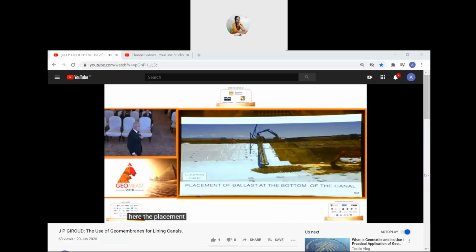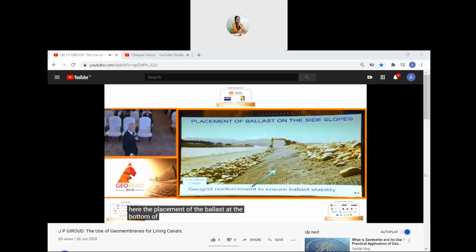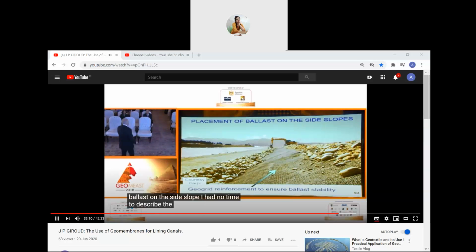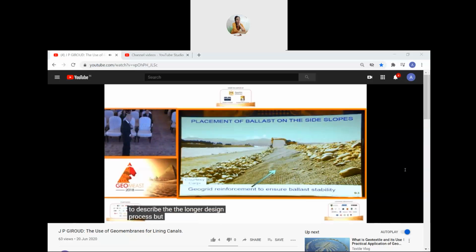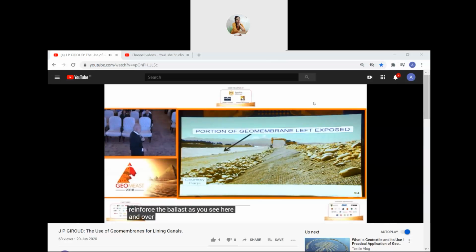Here, the placement of the ballast at the bottom of the canal and the placement of ballast on the side slope. I had no time to describe the long design process, but stability calculation had shown that we needed to reinforce the ballast on the side slope. So a geogrid, another type of geosynthetic, was used to reinforce the ballast, as you see here. And over there, we see a portion of geomembrane left exposed.